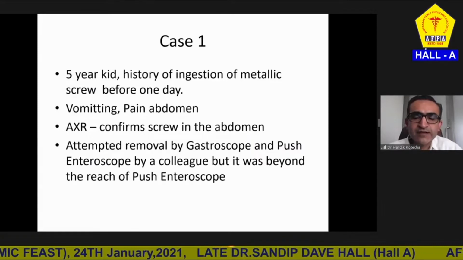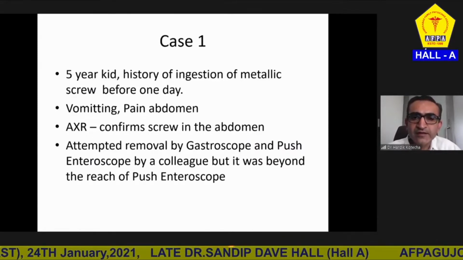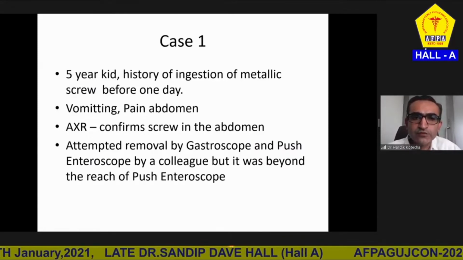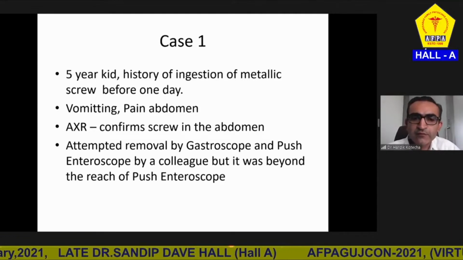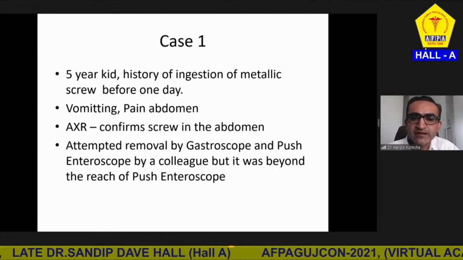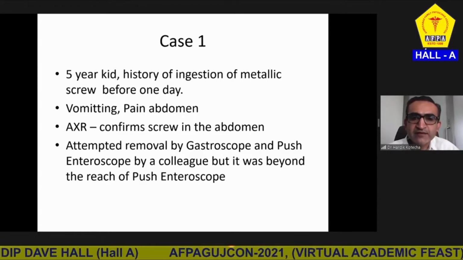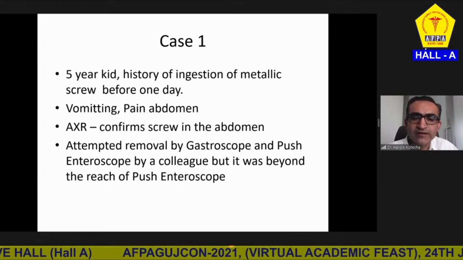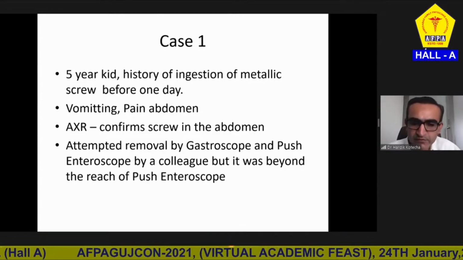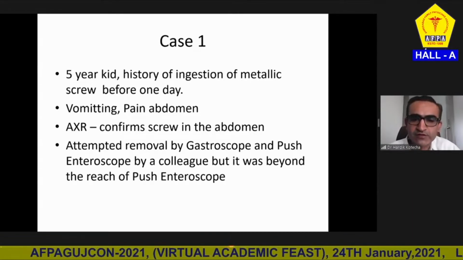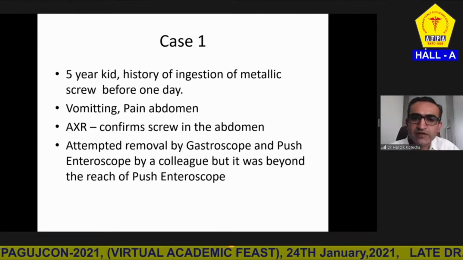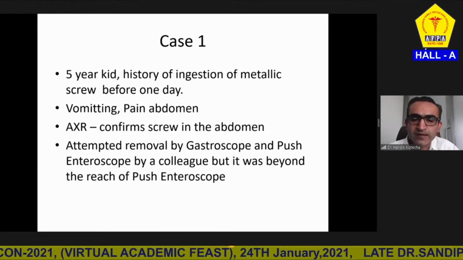So this is the first kid, a 5-year-old, who came with a history of ingestion of a metallic screw a day prior. He was playing in the school and accidentally he swallowed a screw. He didn't tell his parents. The next day he started having abdominal pain and vomiting in the school, and then the teacher came to know that he had swallowed a screw. He went to a gastroenterologist. An abdominal x-ray was done to confirm that the screw is there in the abdomen.